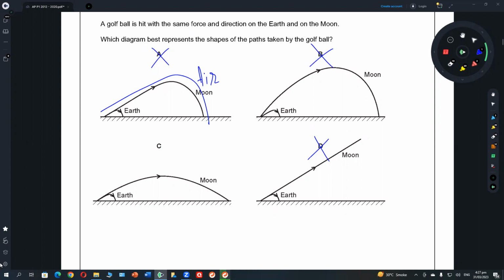Now, what about C? Do you remember the typical projectile shape? Is it valid for the moon? Yes. And there is no air resistance. But what about Earth? Why is the shape a bit distorted? Because of the air resistance. Yes.